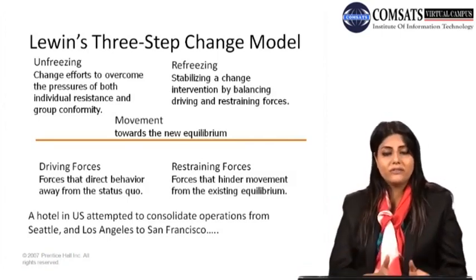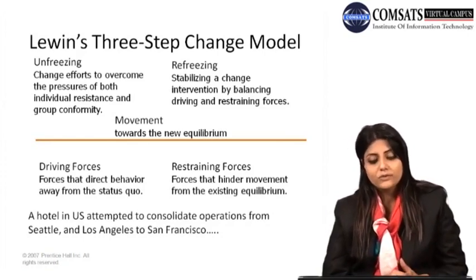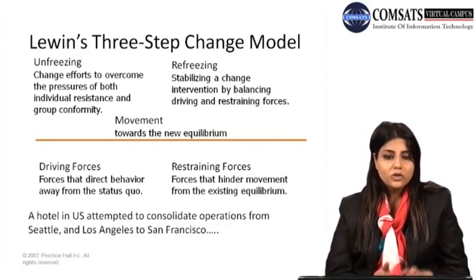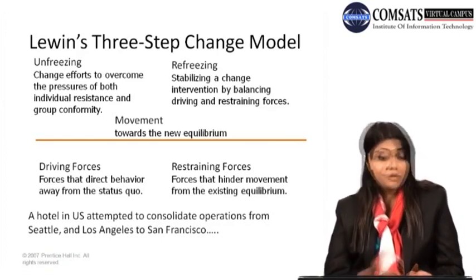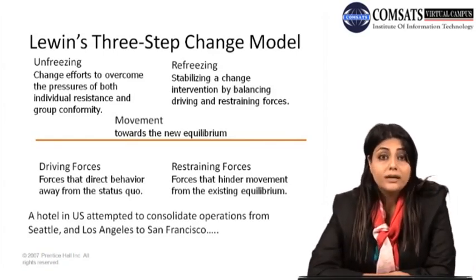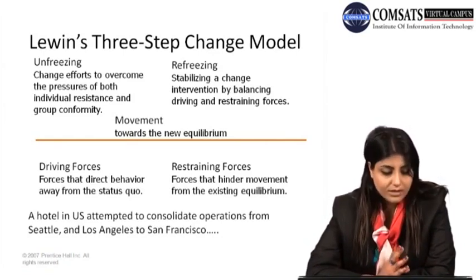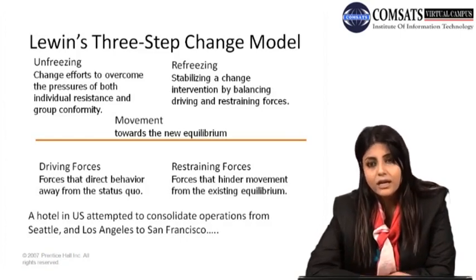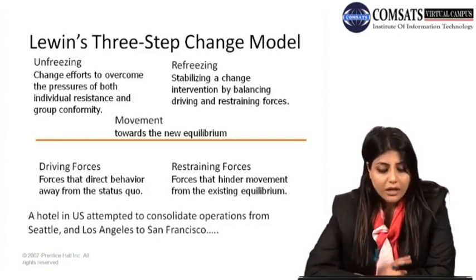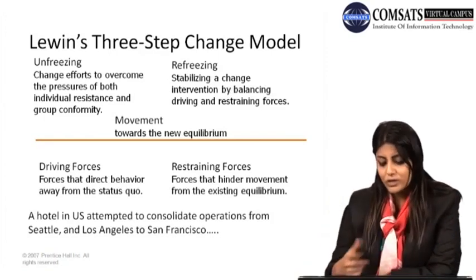So we have two forces. One is the driving forces, which push behavior away from the status quo, and the other is the restraining forces, which hinder movement from the existing equilibrium. Right? So here we have an example of an oil company, not a hotel, in the US, which had its operations in three cities, Seattle, Los Angeles and San Francisco, and wanted to consolidate its operations by closing down its units in both Seattle and Los Angeles and moving to San Francisco.